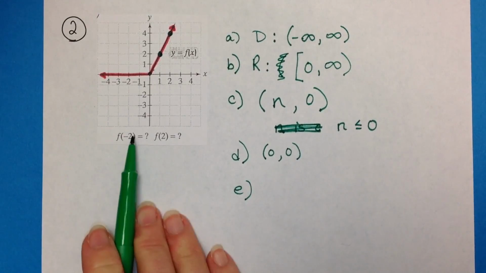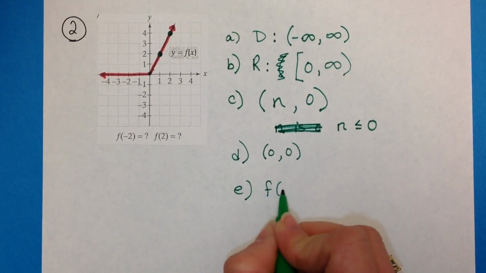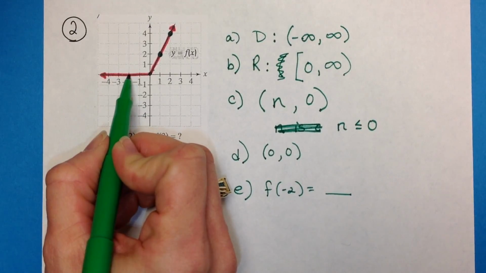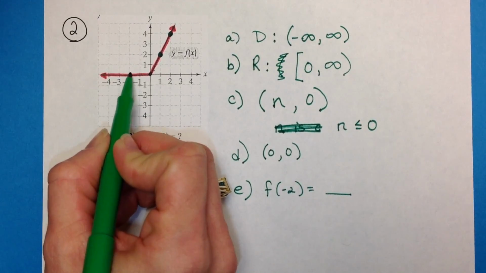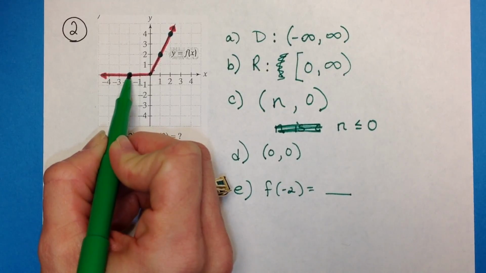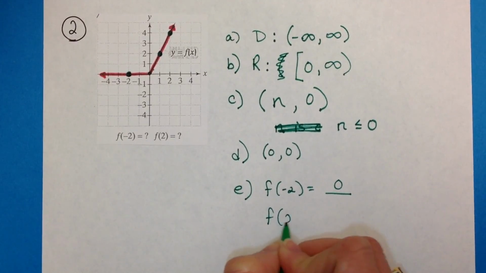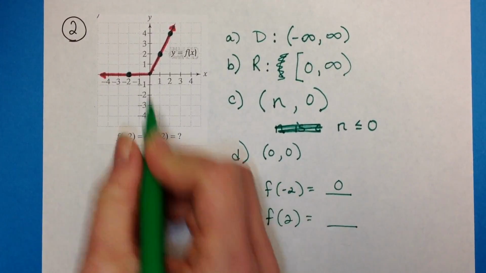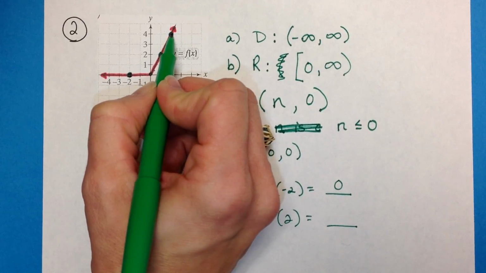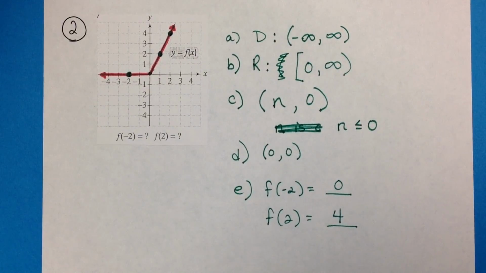Okay, E, again, we go back to the function's values that are listed here at the bottom. So f of negative 2. Here's negative 2, my x value, and that puts me on my graph right there at that point, but the y value of that point is 0. And then f of positive 2. Here's x equal positive 2. You come up to your graph, locate that point. The y value of that point is positive 4.